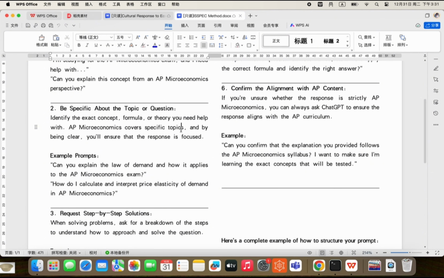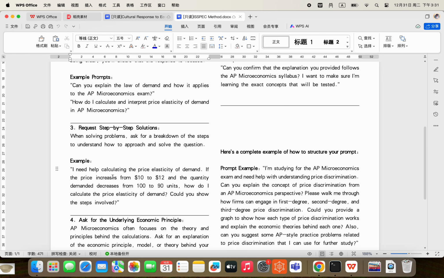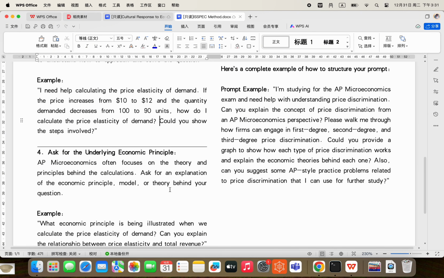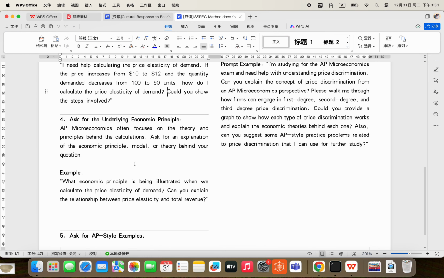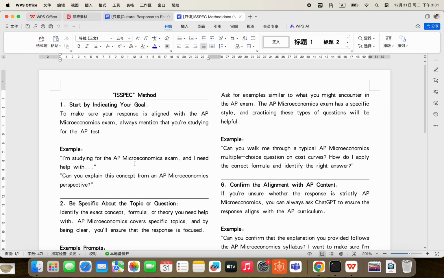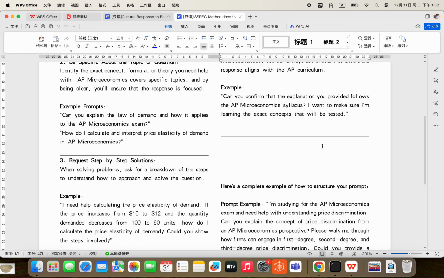Something very specific. Beyond details, we also have to request step-by-step solutions in order to receive the best answers. When we have to solve a problem, we ask the AI to break down the steps in order for us to understand how to approach and solve similar questions when we see them. Beyond understanding the question, we need to understand the underlying principle behind it, because AP Economics always focuses on theories and principles behind the calculations. We have to ask for an explanation of the principle or the model behind it. A simple request asking whether they can walk us through a typical choice will help with that.